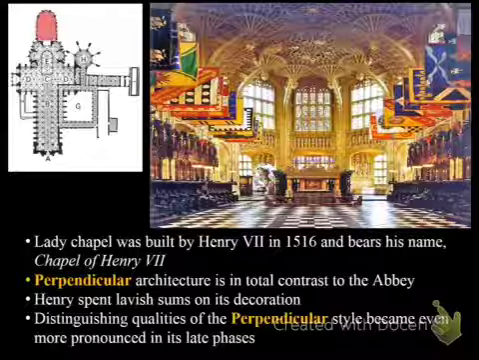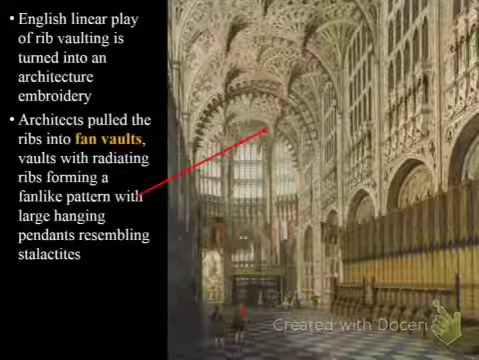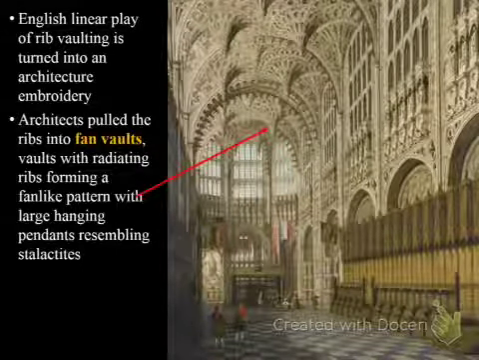It distinguishes its perpendicular style quite from what you had seen in the actual Westminster. This is an English linear play of rib vaulting, where you can see this looks like a fan, but there are rib vaults underneath there. But you've got that fan over the top, and it's very, very decorative. And this is very unique to England. So you wouldn't see any of this in Germany or France or Italy. It's very unique to England.